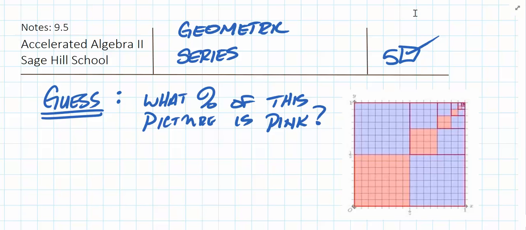We're going to begin with a guess. I'm showing you a picture. This is the geometric series, last lesson for chapter 9. All right? Geometric series, I want you to think about, look at this picture, and the question I have for you is what percent of this picture do you think is pink? Don't tell me, okay? Write it down and tell the person sitting next to you. Whisper it quietly, all right?